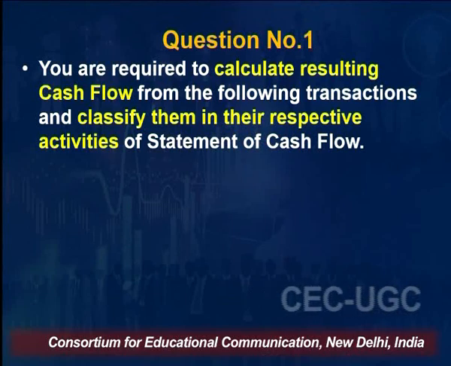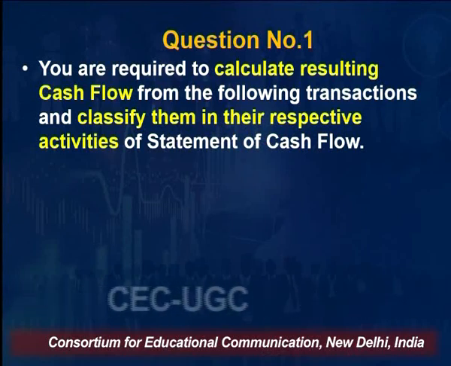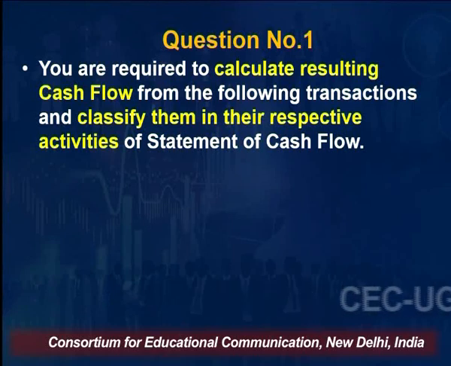So let us start with a numerical problem on statement of cash flow as per the direct method. Suppose you are provided with the transactions and you are required to calculate the resulting cash flows from the given transactions and classify them in their respective activities of the statement of cash flow. So first you have to calculate the cash flow, and then you have to classify them into their respective activity, that is operating, investing or financing. Whatever is the nature, accordingly we shall be classifying them.